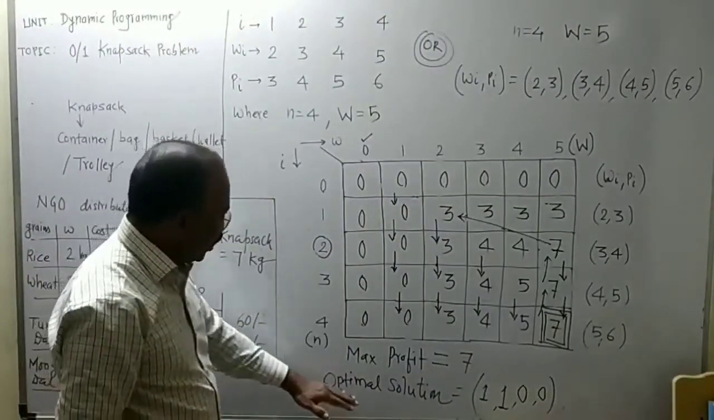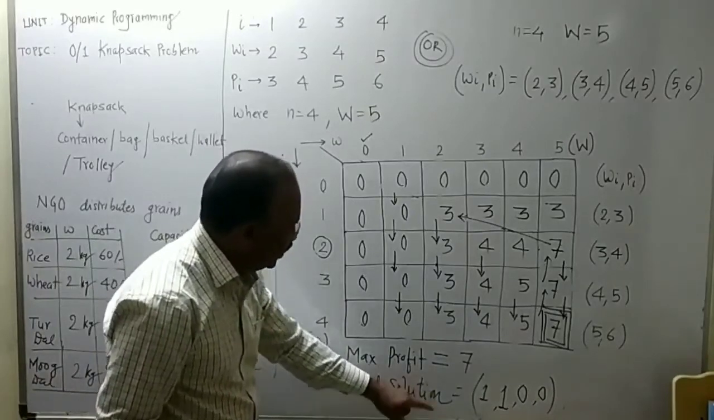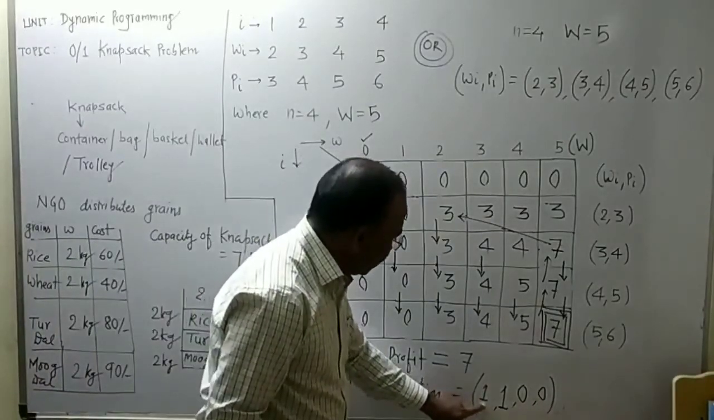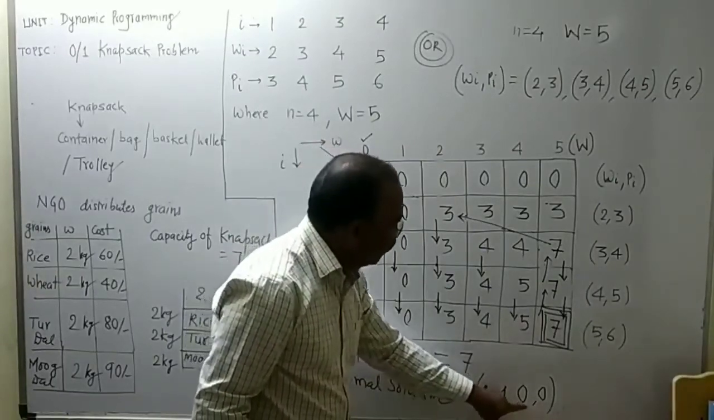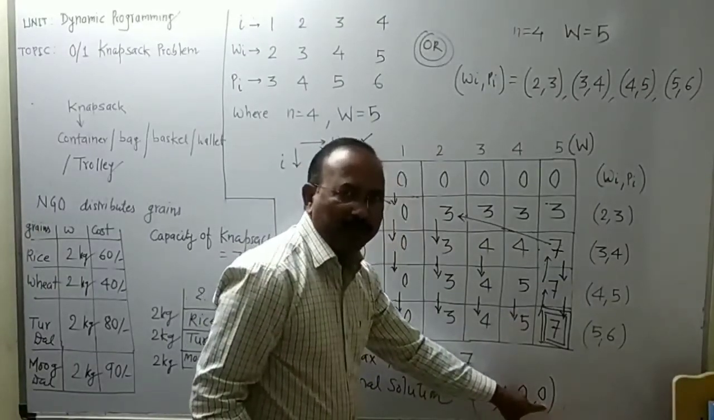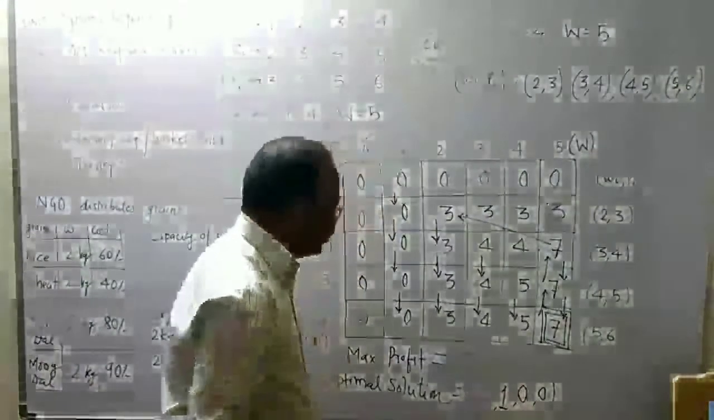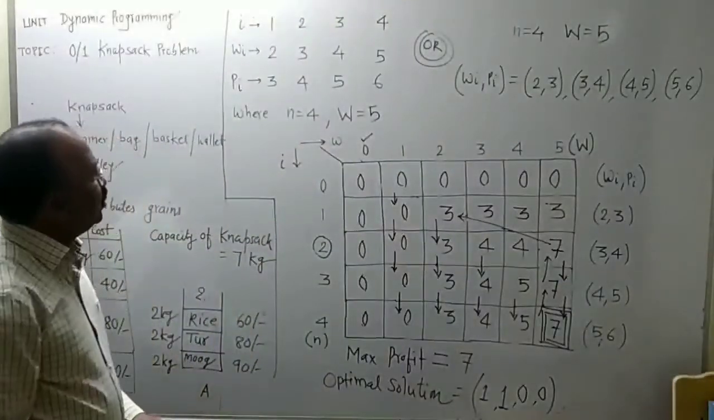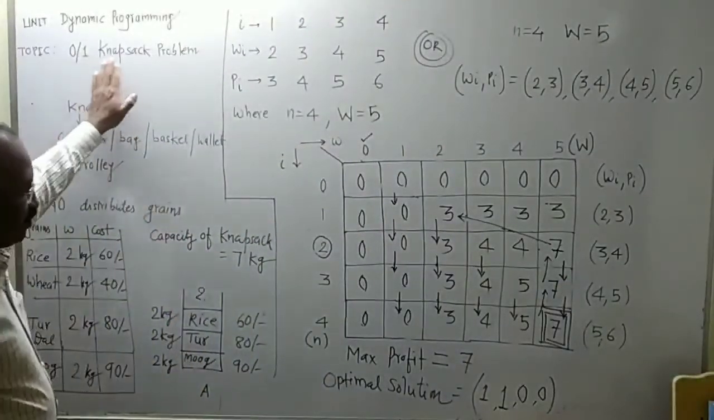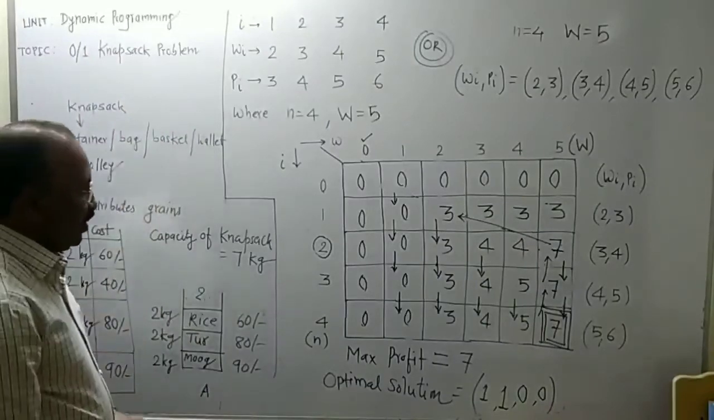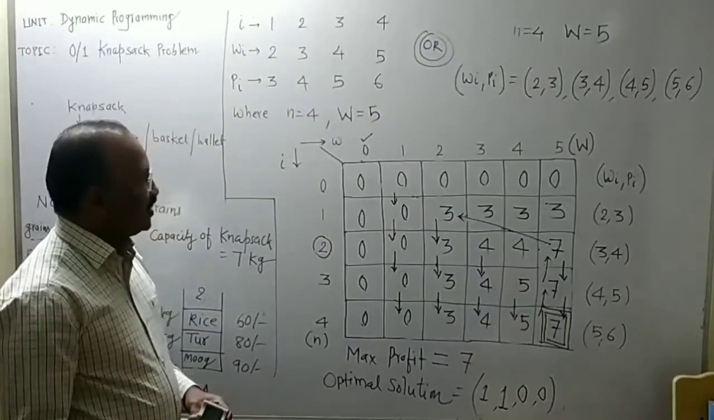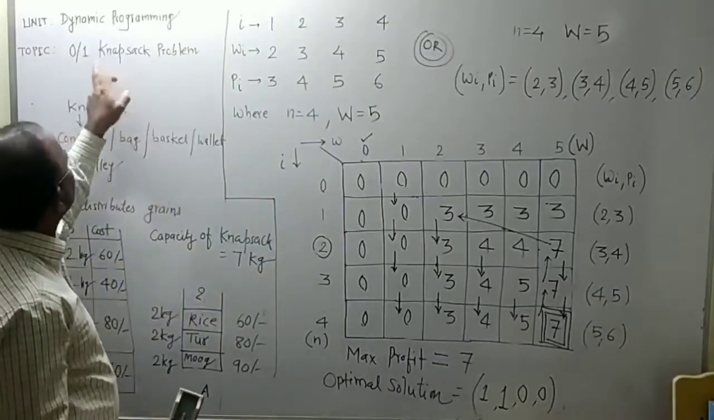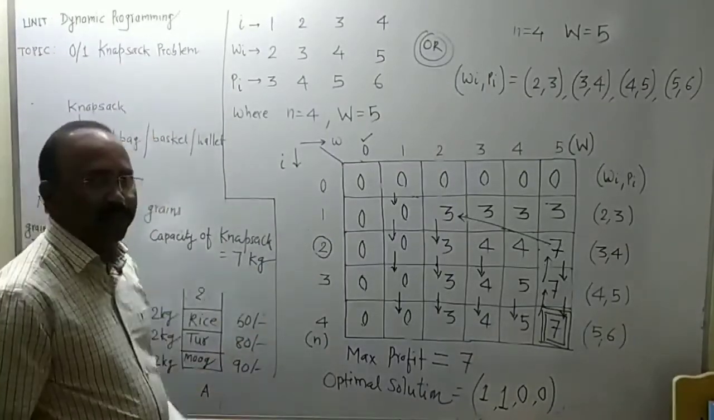Now in this way we have got the optimal solution, in which the first and second objects are included, and the third and fourth objects are excluded. So in this way we can solve the 0/1 knapsack problem. In the next video we will discuss another problem based on the 0/1 knapsack problem. Thank you.